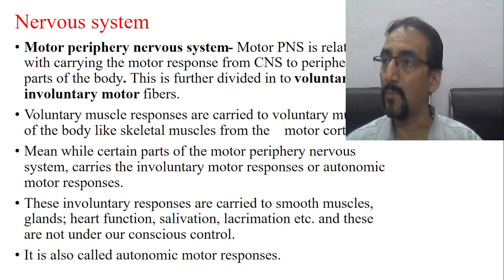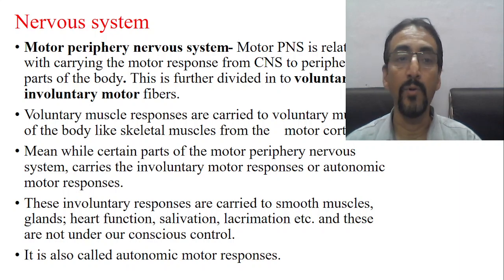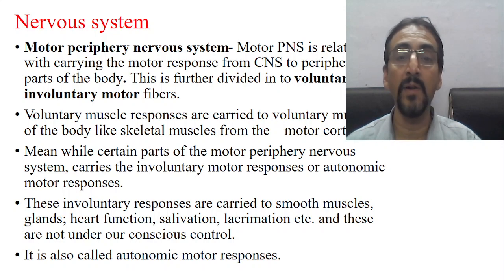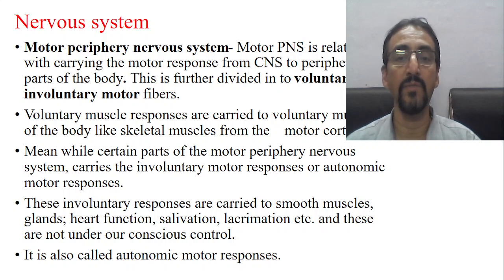ठीक है. So peripheral body system में, peripheral area में जो motor nerves है, they will come by two ways. Some of them are voluntary and some of them are involuntary. All the voluntary nerve fibers come and attach to the voluntary muscles, that is skeletal muscles of the body. All the skeletal muscles of the body, we have one nerve. And some part of the body is connected by the involuntary motor fibers.